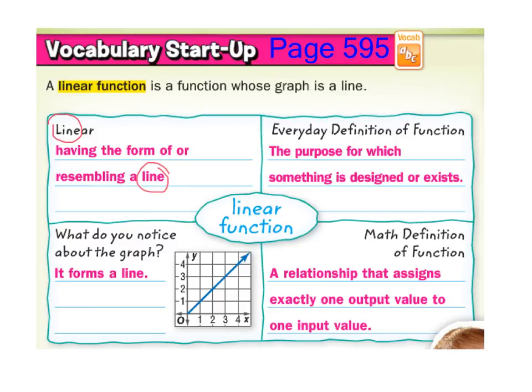Today we're going to be working with algebra functions, and they're going to tell us what to do or how to do things. What do you notice about this graph here is that it forms a straight line. The math definition of a function then is a relationship that assigns exactly one output value to one input value. Or, in our case, we're talking about x's and y's, which will create points that we can then connect to make a line.